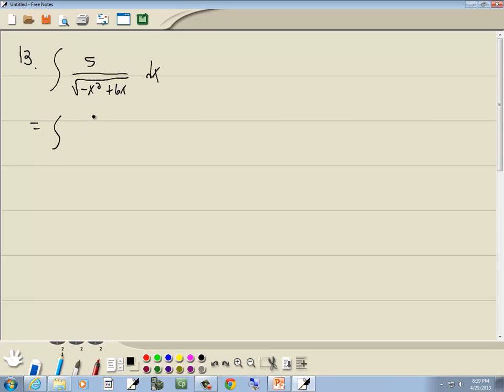Now, it's hard to complete the square when you have a negative there. So I'm going to factor that negative out. That gives us x squared minus 6x when I factor out the negative 1. And we're going to complete the square on what's inside the parentheses. So again, you take the number before your x, which is negative 6, multiply it times a half, and square it. Negative 6 times a half is negative 3, negative 3 squared is 9.